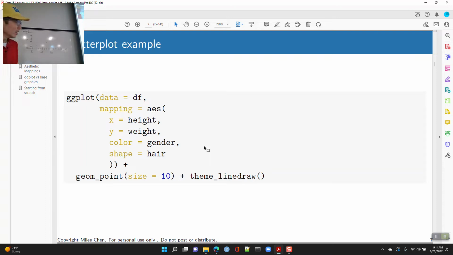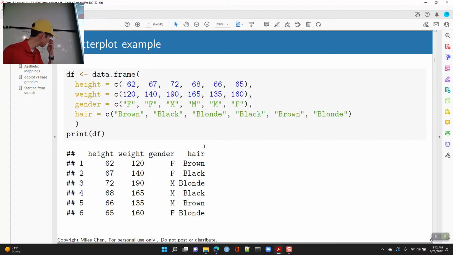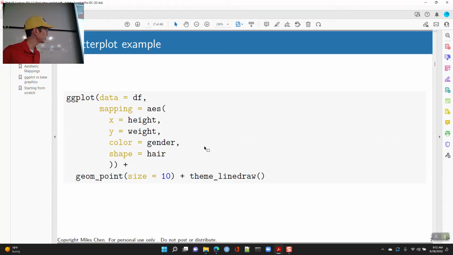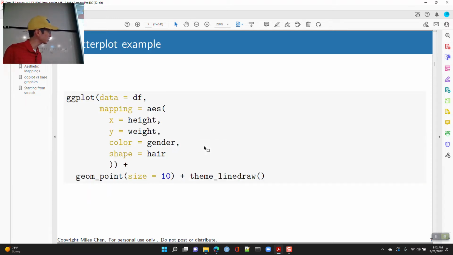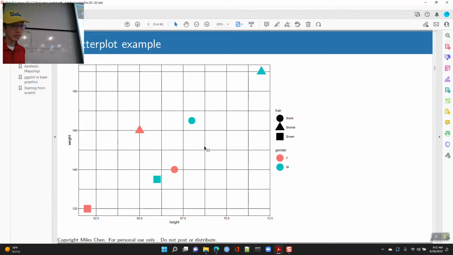So what I'm doing here is mapping the height to the x position, and then mapping the weight to the y position. You'll also see I mapped the 2 categorical variables. I mapped gender to the color, and I've also mapped hair to the shape. So for hair, we have brown, black, blonde, and so on. And when I do this, this ends up being the plot that gets drawn.